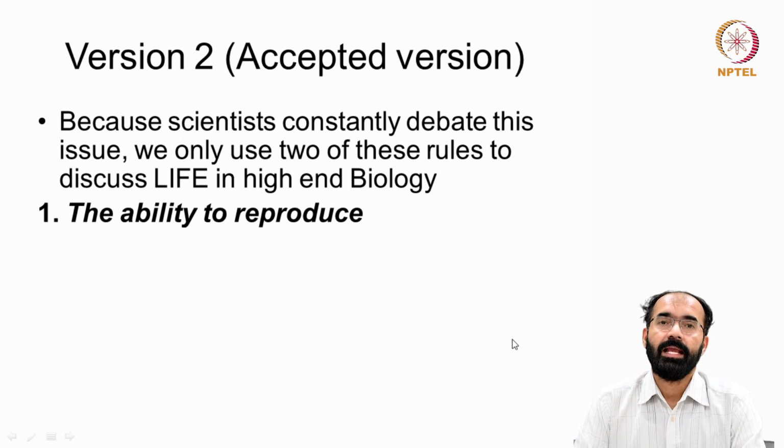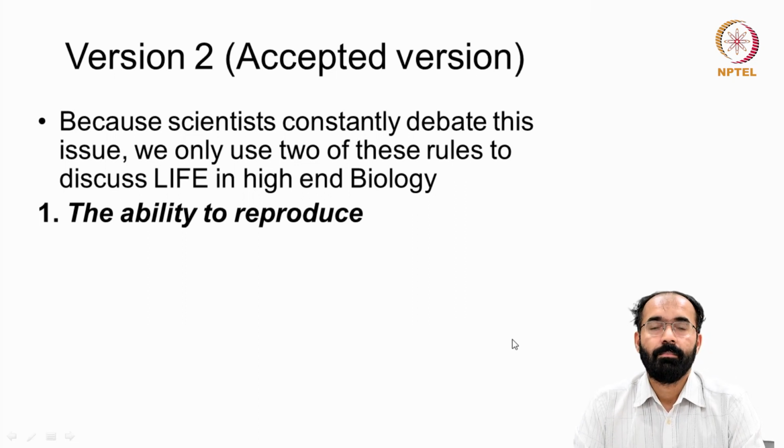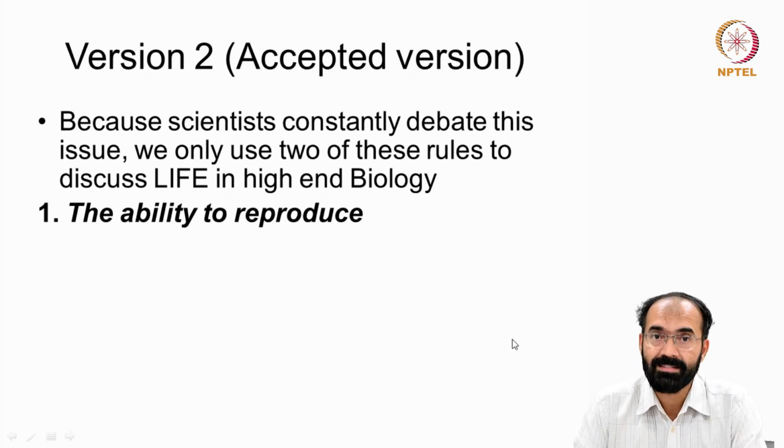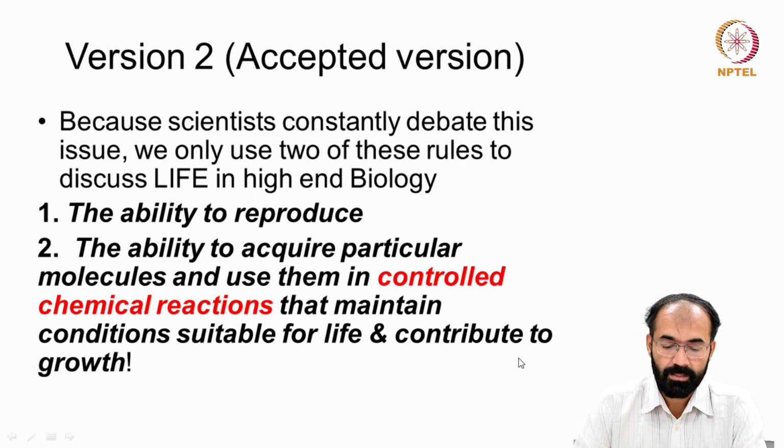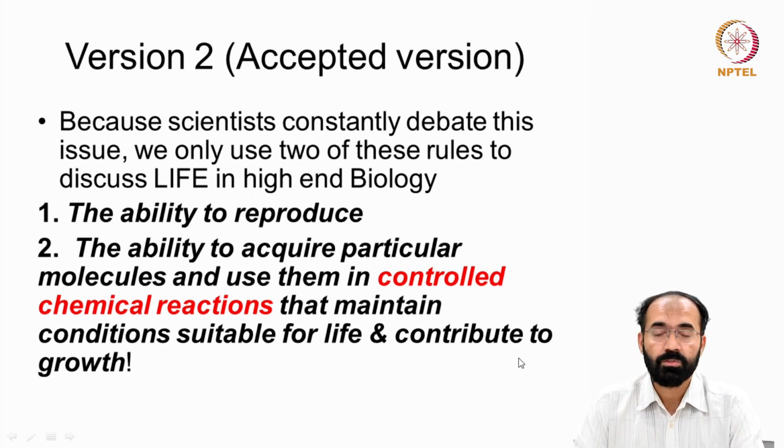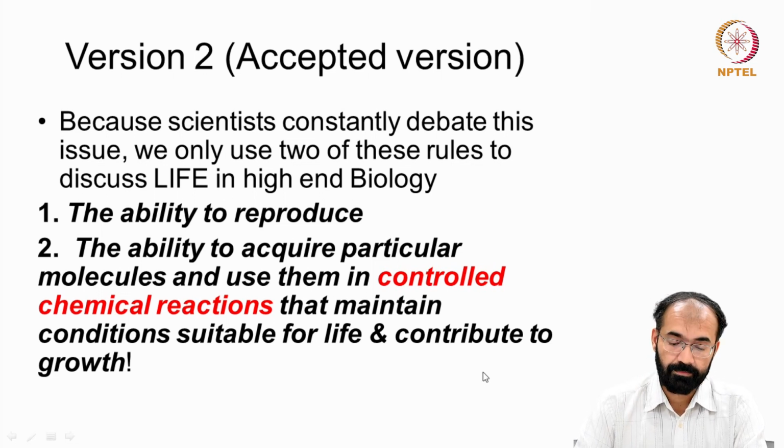Reproduction basically means that any new character, or any maintenance of an existing character, has to have the ability to make a copy of itself. And then there is the ability to acquire particular molecules and use them in controlled chemical reactions that maintain conditions suitable for life and contribute to growth. So this is another important point that has to be addressed by every life form, without which it becomes impossible for the sustenance of life. So we can say version 2 is the most accepted version of life.